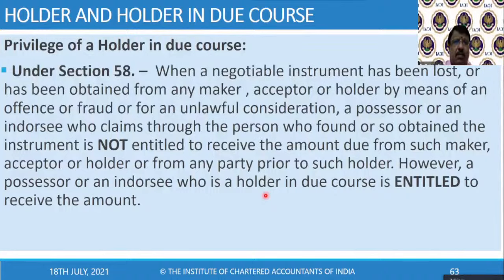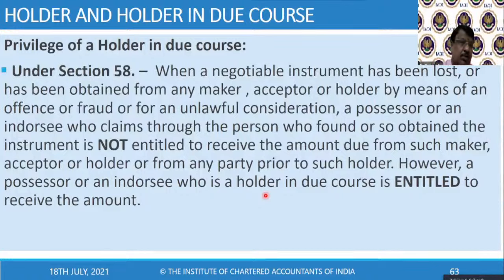Okay. When a negotiable instrument has been lost, or it has been fraudulently obtained. See, I am forcing you to sign a check. I'm holding a gun to your head and making you sign a check. Now, check is a negotiable instrument. It has been obtained by means of an offense, means coercion. By putting the gun to your forehead, I'm getting it. Now I'm a holder.